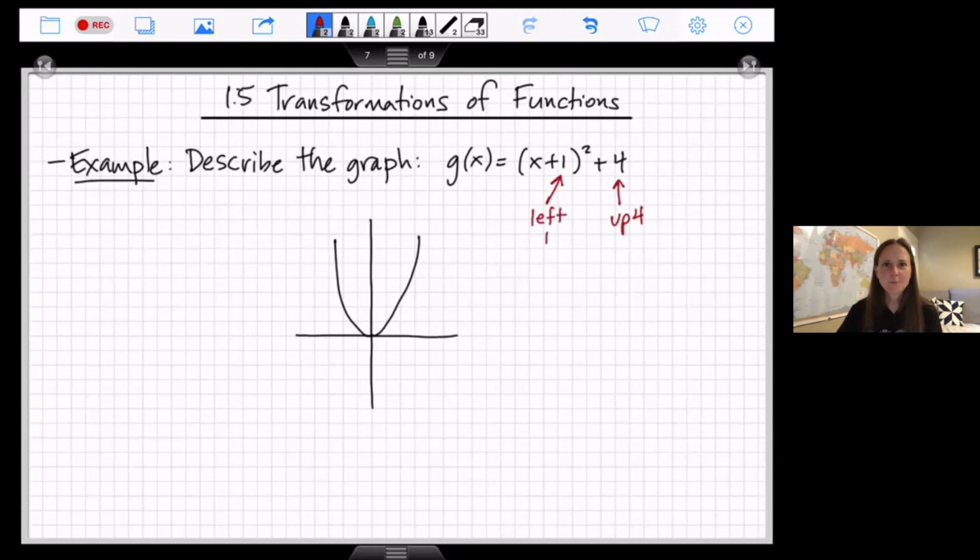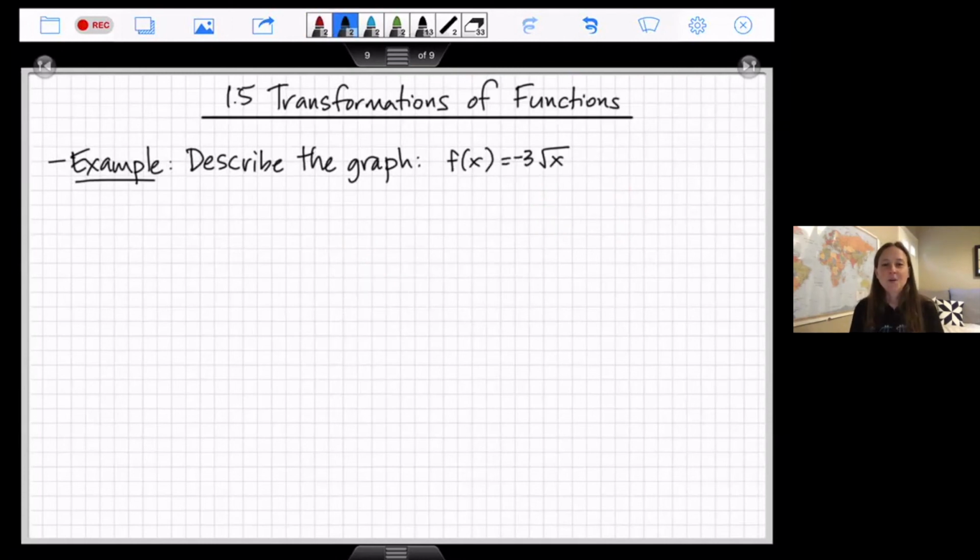So we're going to go up 4 tick marks and left 1. So I'm going to go up 1, 2, 3, 4, and to the left 1 tick mark. And that's where the bottom of the parabola is going to move. And it doesn't really matter if I go left and then up, or if I go up and then left, it's going to be the same thing. Okay, just a rough sketch to get an idea of where things are going.